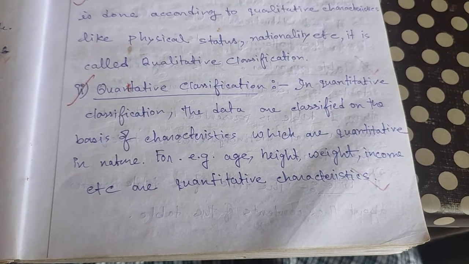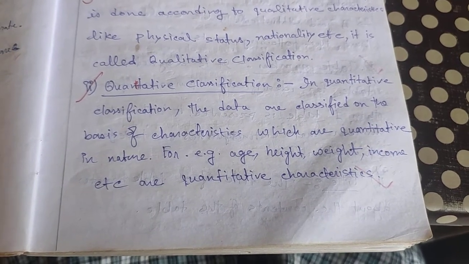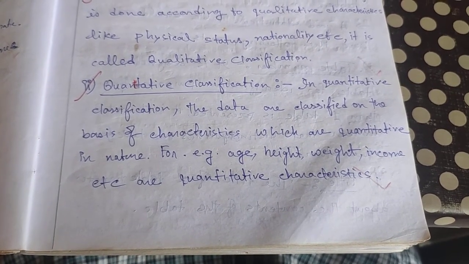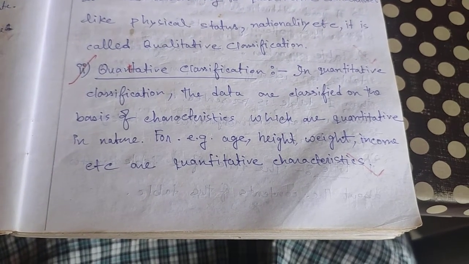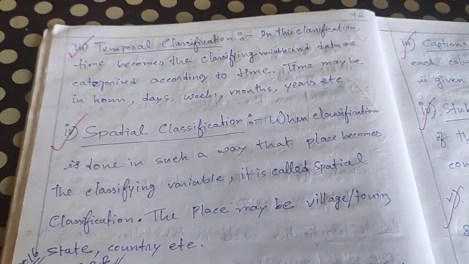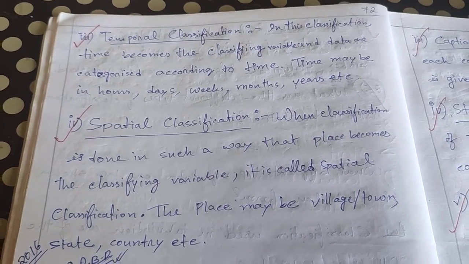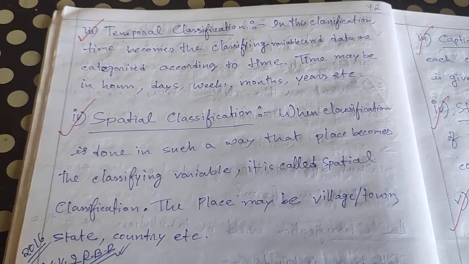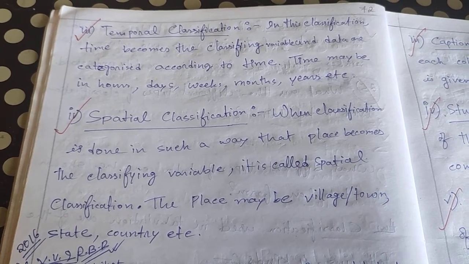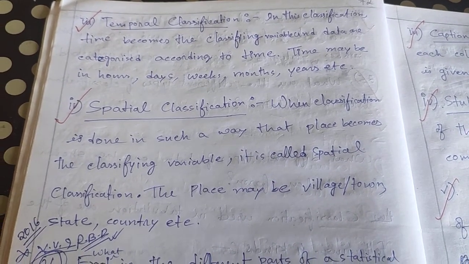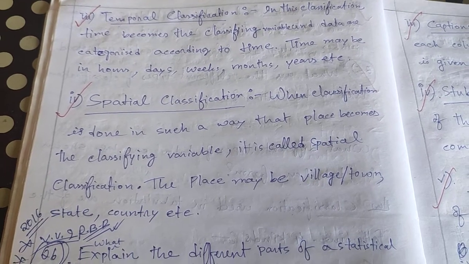Next দেখো, quantitative classification. In quantitative classification, the data are classified on the basis of characteristics which are quantitative in nature. For example, age, height, weight, income, etc. are quantitative characteristics. Next point দেখো, number 3, temporal classification. In this classification, time becomes the classifying variable and data are categorized according to time. Full stop. Time may be in hours, days, weeks, months, years, etc.